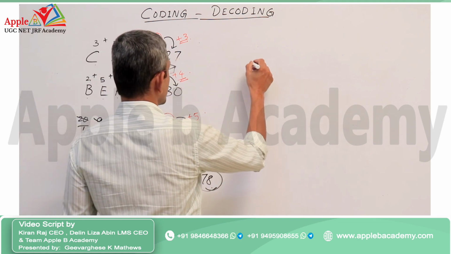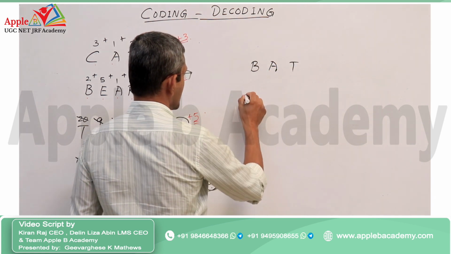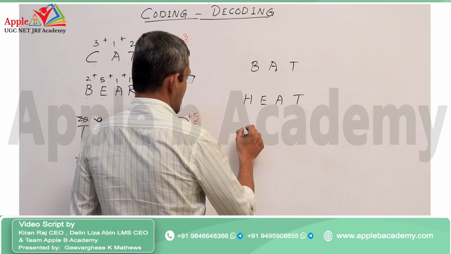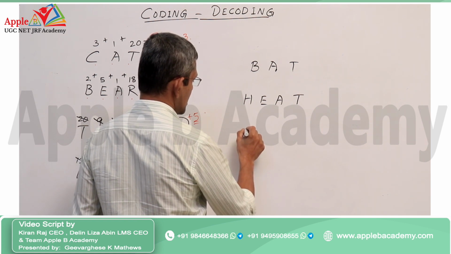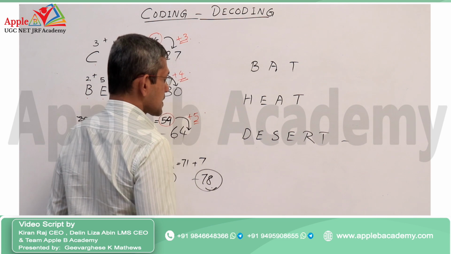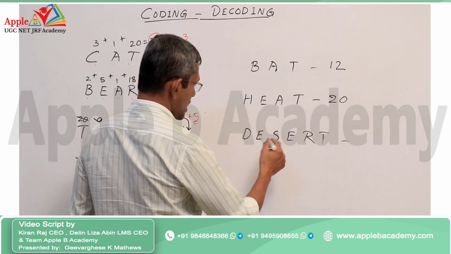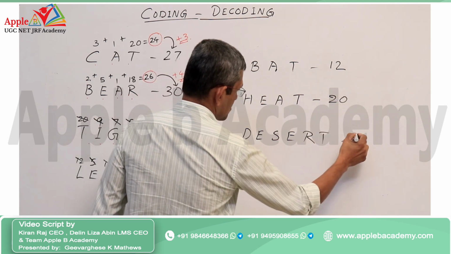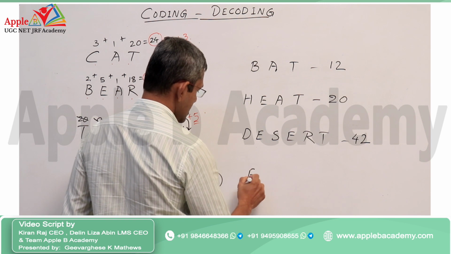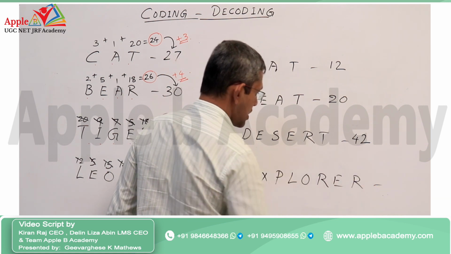So now let's try another one. Say bat, heat, desert. Bat is coded as 12, heat is 20, and desert is 42. What is the code for explorer?